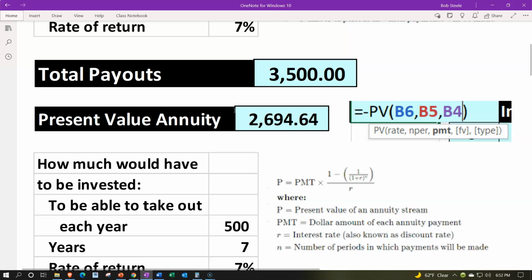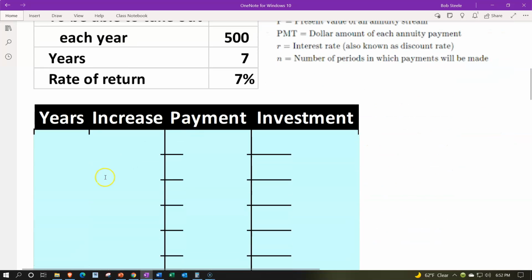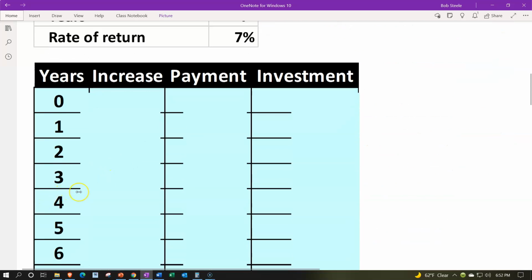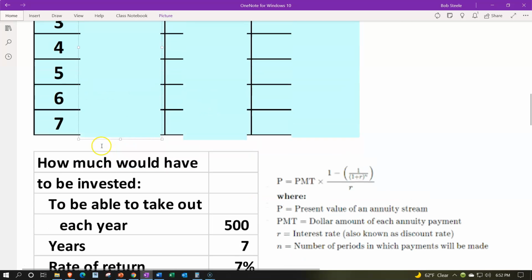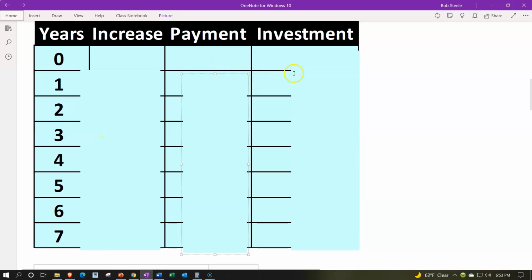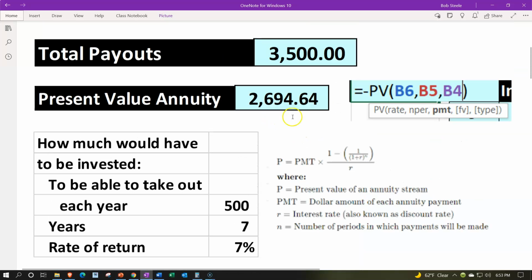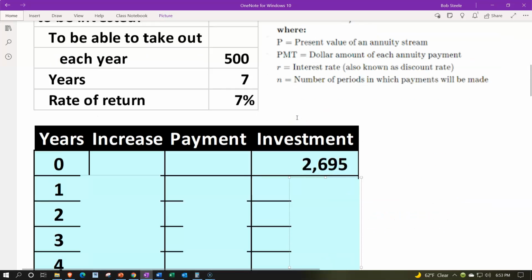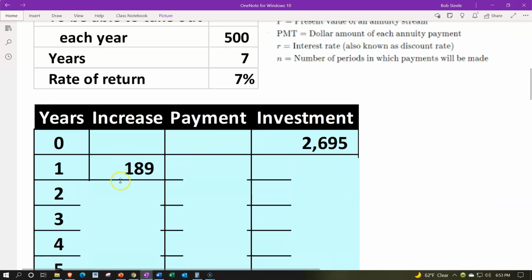Now let's prove that to ourselves so we can say, okay, does that really make sense? Let's do a running balance calculation and see if I can make that make sense to myself. So I'm going to run the calculation with 7 periods, and we're going to start with the investment amount of the 2,695, the amount that we calculated. Then we're going to go through our increase, which is the rate of interest that we're going to be earning on the principal that is still in the investment, and then we're going to be taking out the payments, which will be $500 over the 7 years.